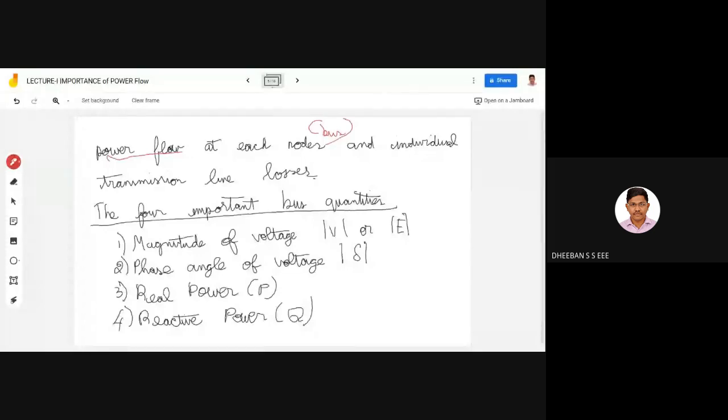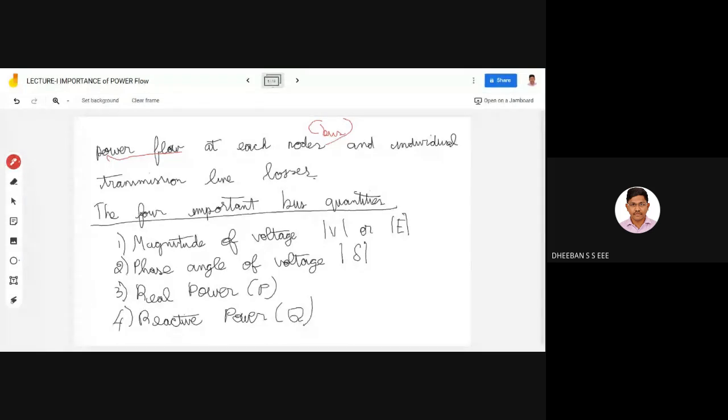Next are the four important bus quantities dealing with load flow studies, starting with the magnitude of voltage. Here you have to be very clear that we are speaking of magnitude and phase angle as two different parameters. You shouldn't take those two as a single parameter. The magnitude of the bus voltage is different from the phase angle of the voltage, and the phase angle plays a very important role in your power distribution system.